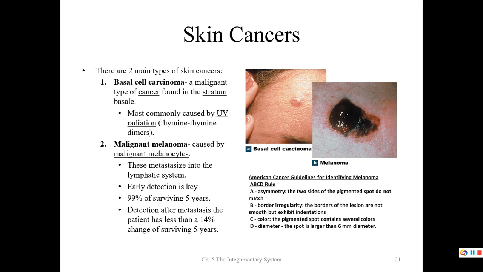There are skin cancers. There's basal cell carcinoma and malignant melanoma. A basal cell carcinoma is a malignant type of cancer in the stratum basale caused by UV radiation, those thymine dimers. And then there's malignant melanoma. It is caused by a malignant melanocyte. It can metastasize in the lymphatic system.